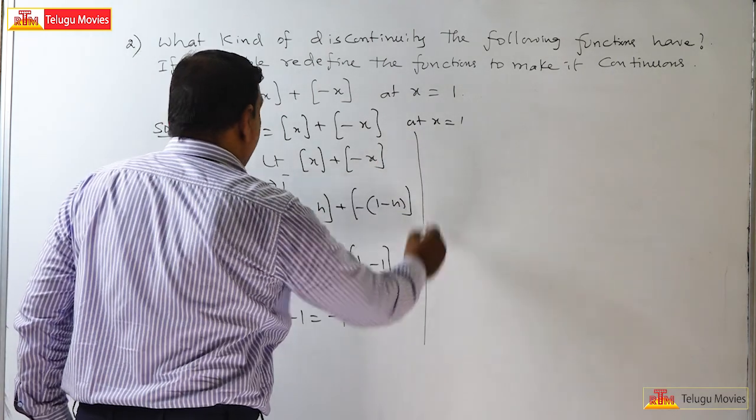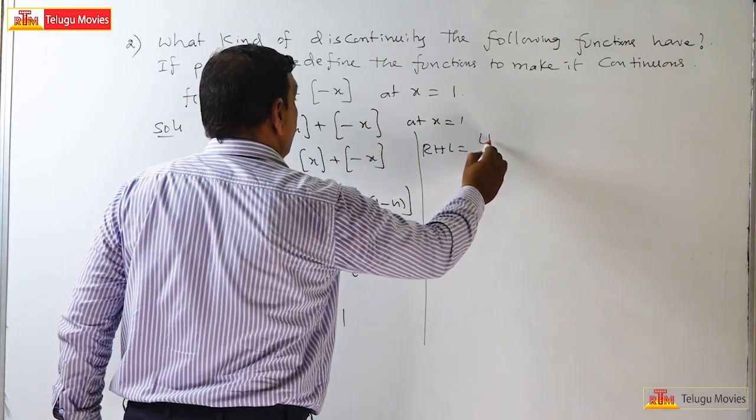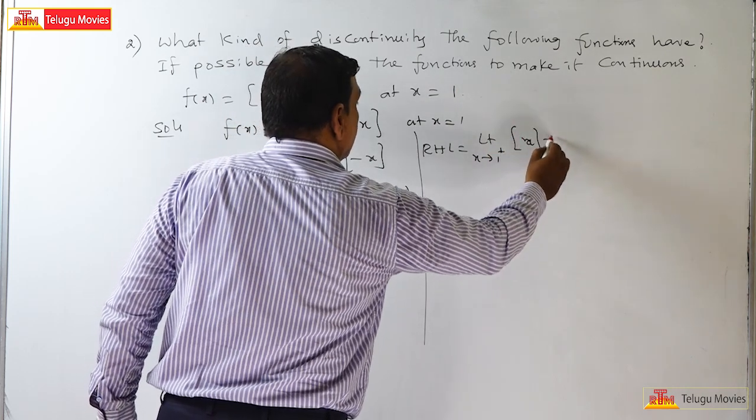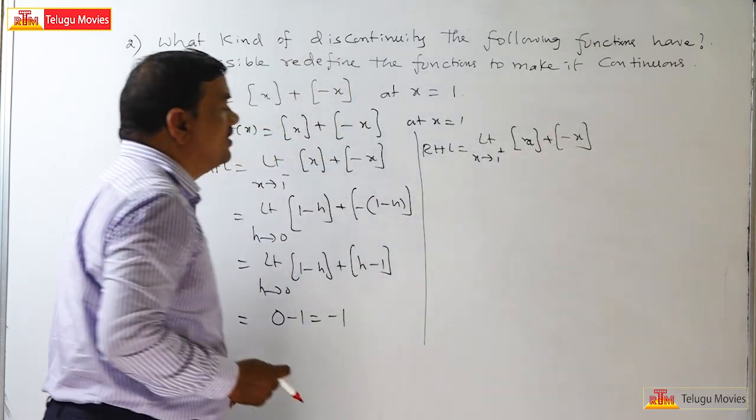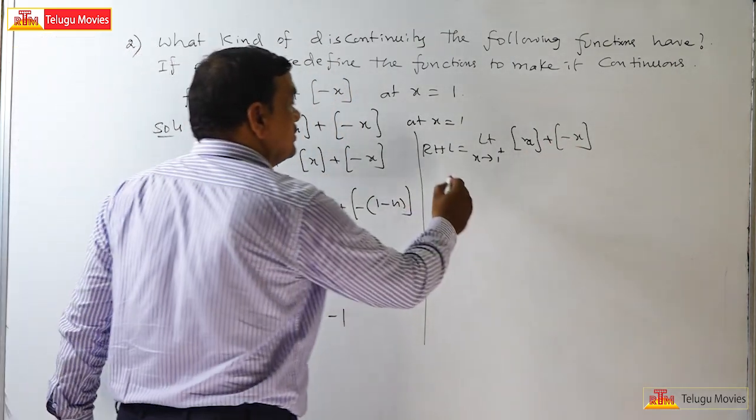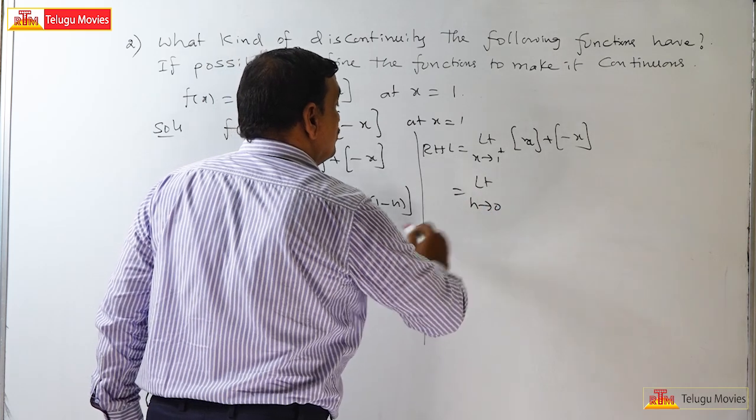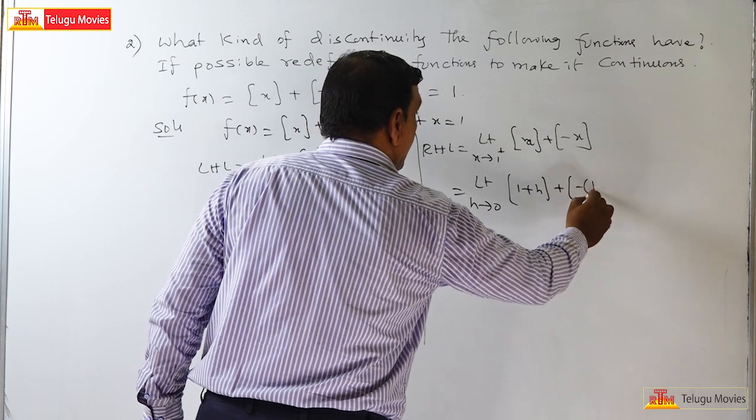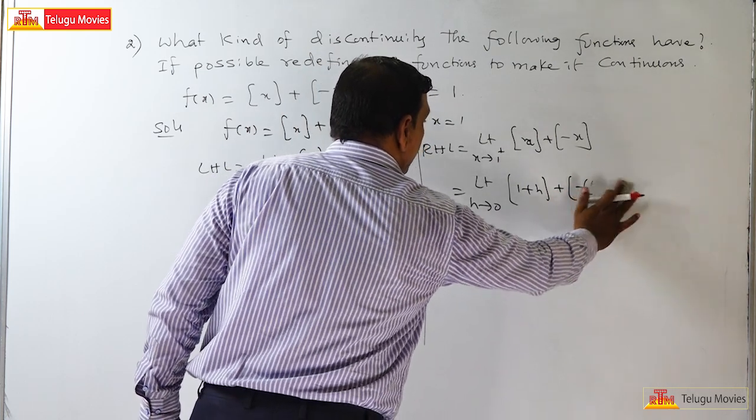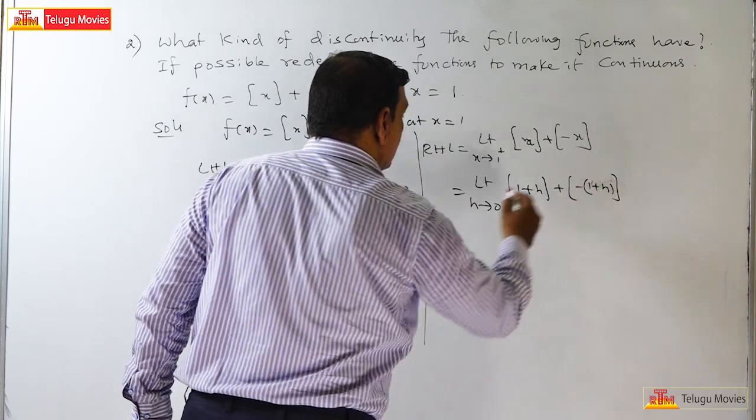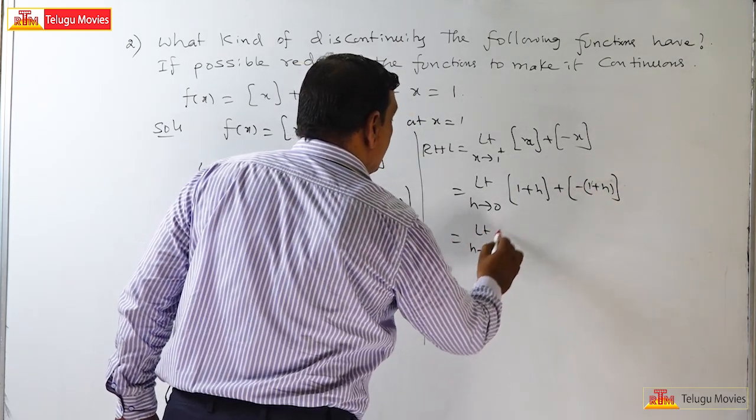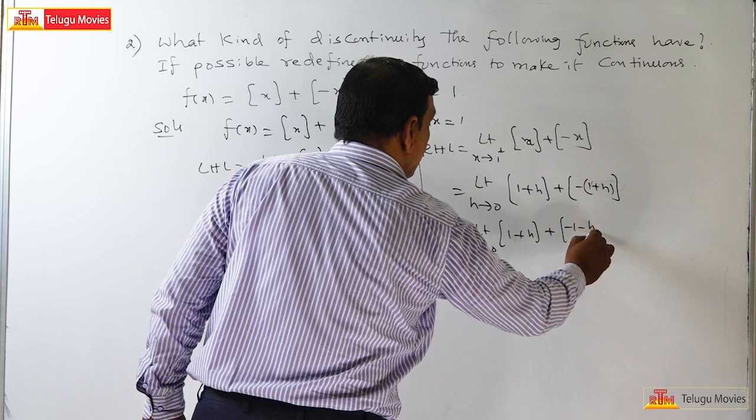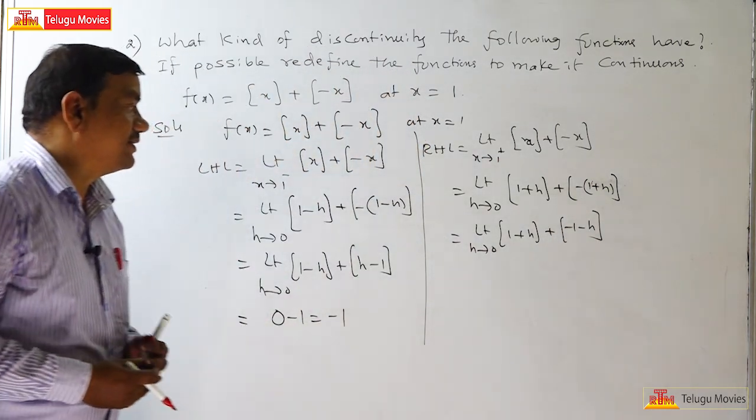Let us find out the right hand side limit, RHL, that is equal to limit x tends to 1 plus, step of x plus step of minus x. Let us convert into h. So this is equal to limit h tends to 0, step of 1 plus h plus step of minus of 1 plus h, which is step of 1 plus h plus step of minus 1 minus h.